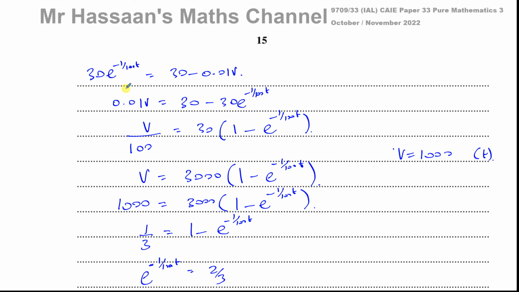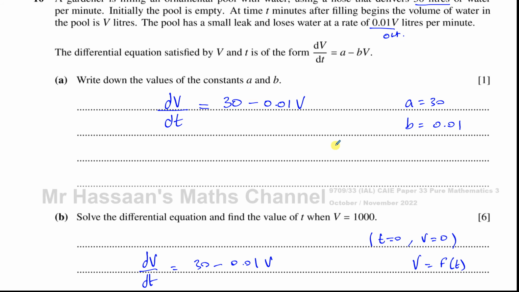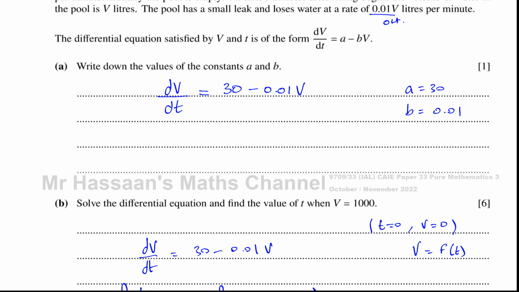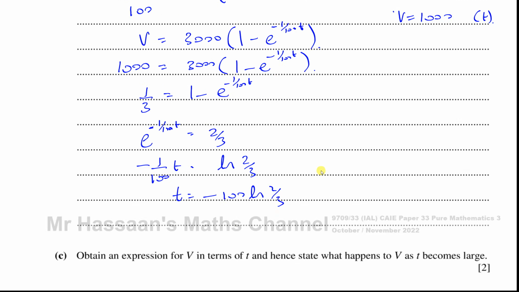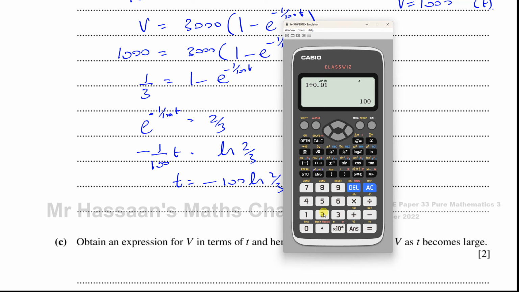Okay, and the question says find the value of t. So this is the value of t. Now, as it's something to do with time, I'll write the answer to 3SF as well. So I've got the exact value here, and I'll put minus 100 times the ln of 2/3.